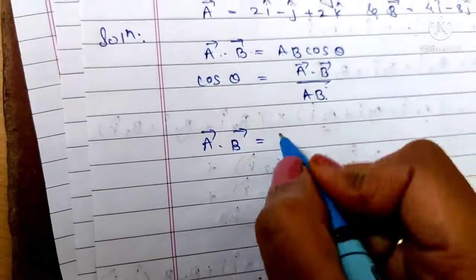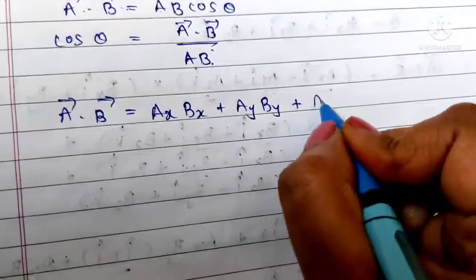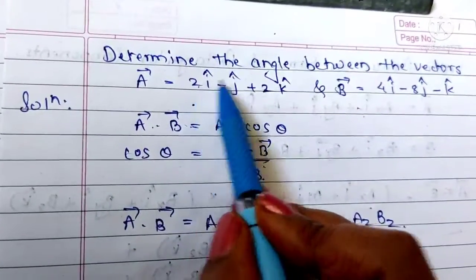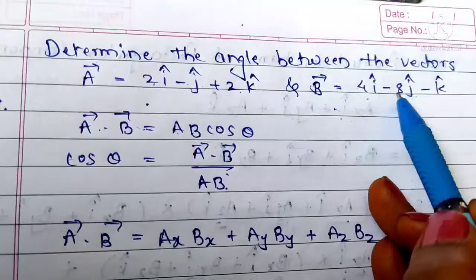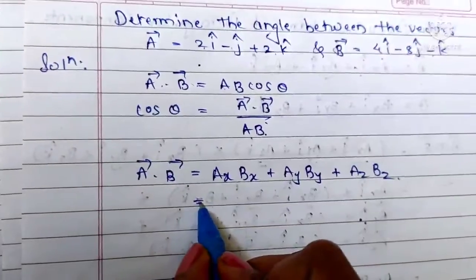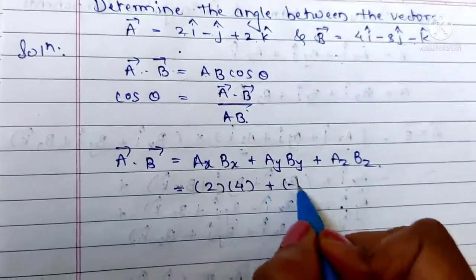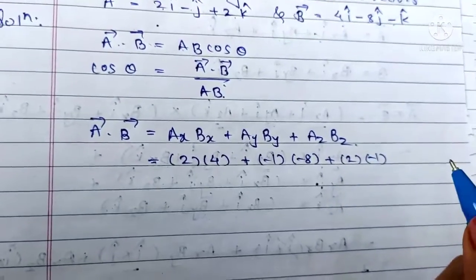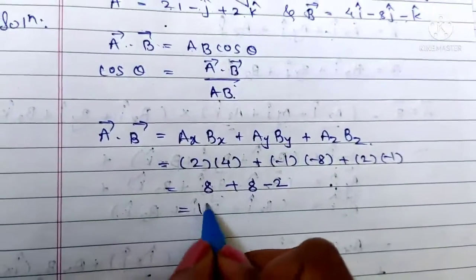This is equal to ax bx plus ay by plus az bz. Now here the values given are ax 2, minus 1 is ay, and az is 2, and here 4 is bx, minus 8 is by, and minus 1 is bz. Now let us substitute these values here: 2 into 4 plus minus 1 into minus 8 plus 2 into minus 1. So the answer is 8 plus 8 minus 2, that is 14.